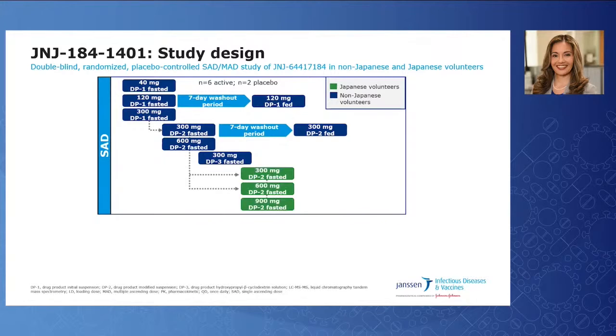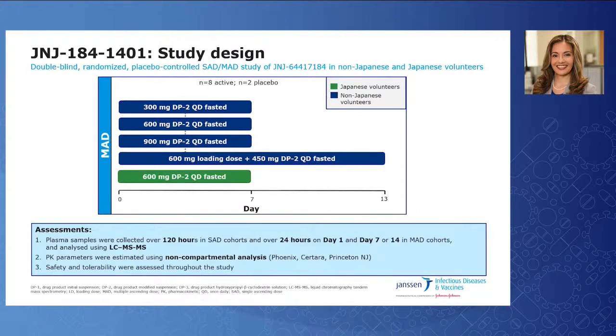Japanese volunteers were administered drug product 2 at 300, 600, or 900 milligrams under fasted conditions. Multiple ascending dose cohorts comprised 10 volunteers, 8 receiving active drug and 2 receiving placebo. Non-Japanese volunteers were administered multiple doses of drug product 2, consisting of 300, 600, or 900 milligrams once daily for 7 days, or a 600 milligram loading dose followed by 450 milligrams daily for 13 days, all under fasted conditions. Japanese volunteers were administered 600 milligrams of drug product 2 daily for 7 days under fasted conditions.